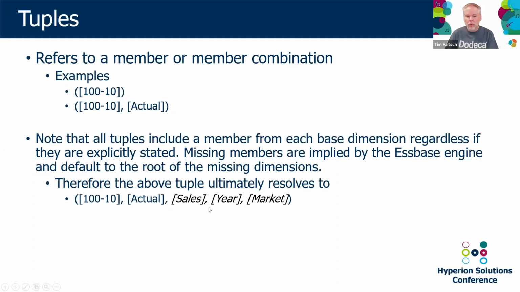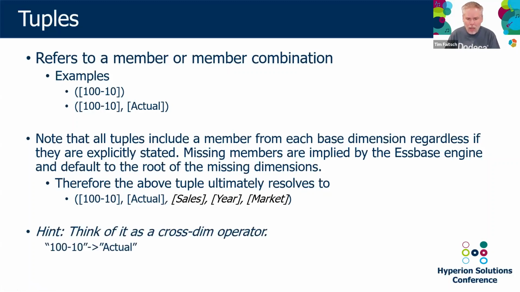Okay, so that's a tuple. That's kind of the basic. And just a hint for those of you still living in that BSO world, you can think of it kind of like a cross-dimensional operator. So 100-10 at Actual. It's kind of a way of thinking about it.